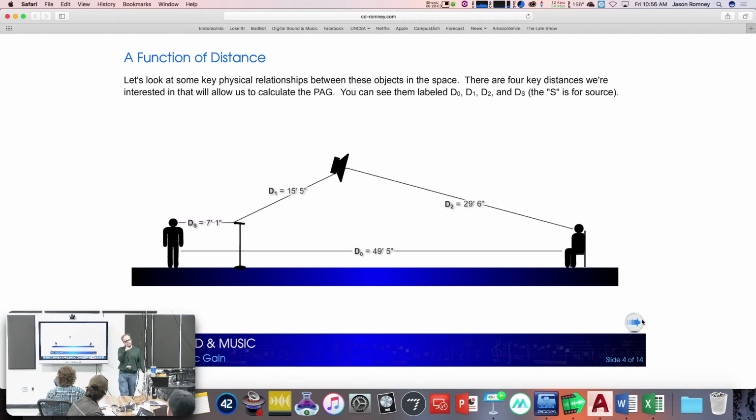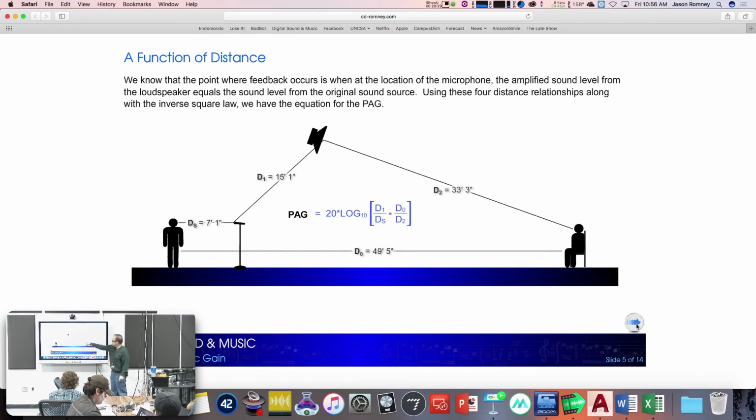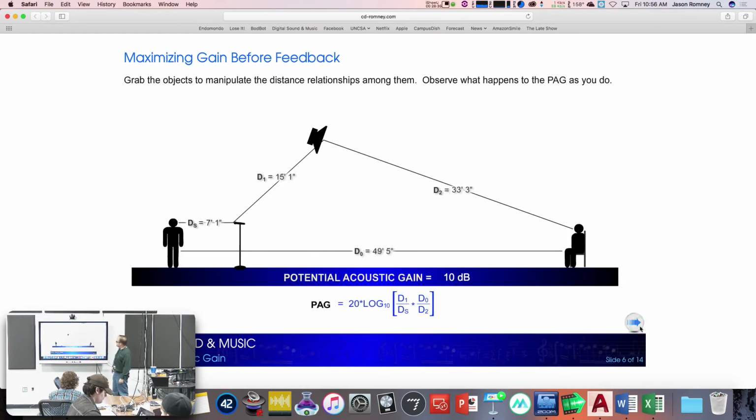It turns out that this is a geometry problem, not a loudness problem, okay? So we know that it's not because the talker is talking too quietly. It's actually because of the geometry of the relationship of these components to one another. And if we can change that relationship, we can change the outcome. We can change the gain. Okay, so let's demonstrate what that looks like. Here's our formula: 20 times the log of D1 divided by DS times D0 divided by D2. Okay, so let's take a look at what happens.